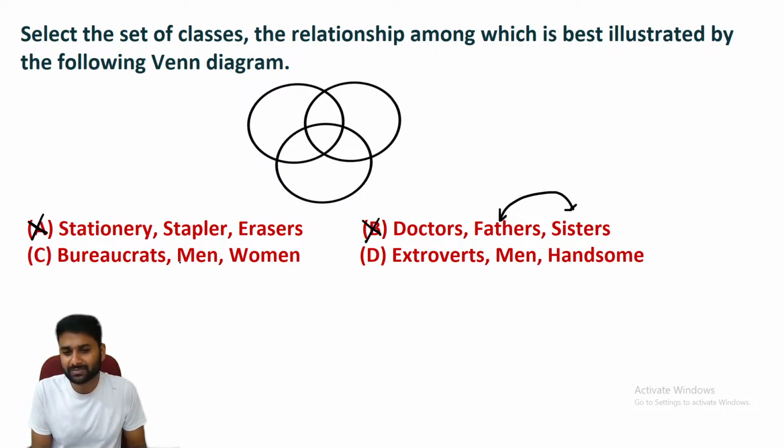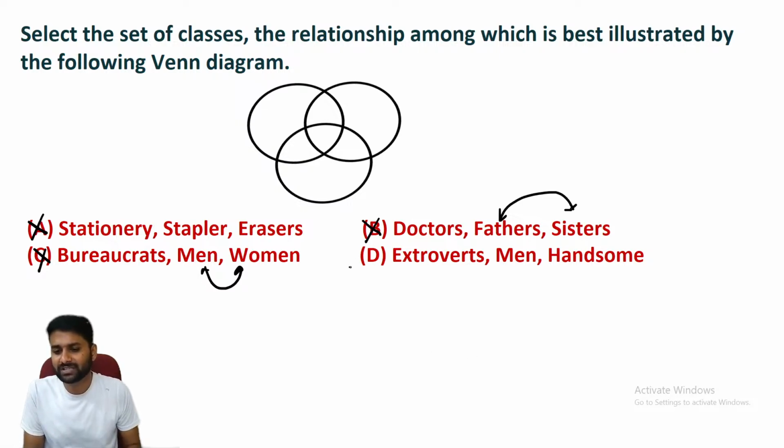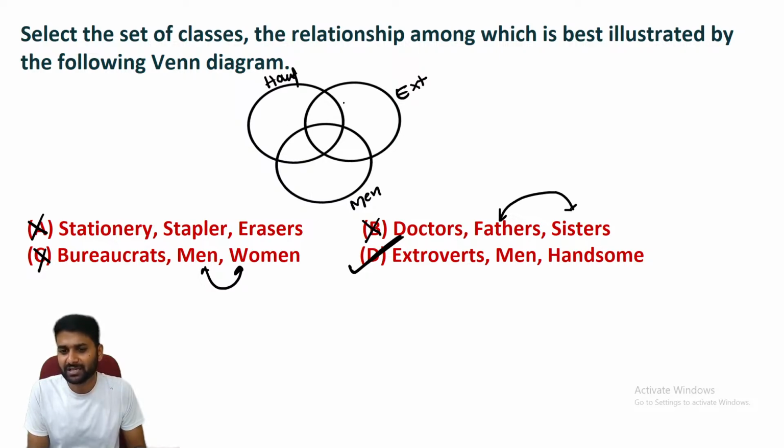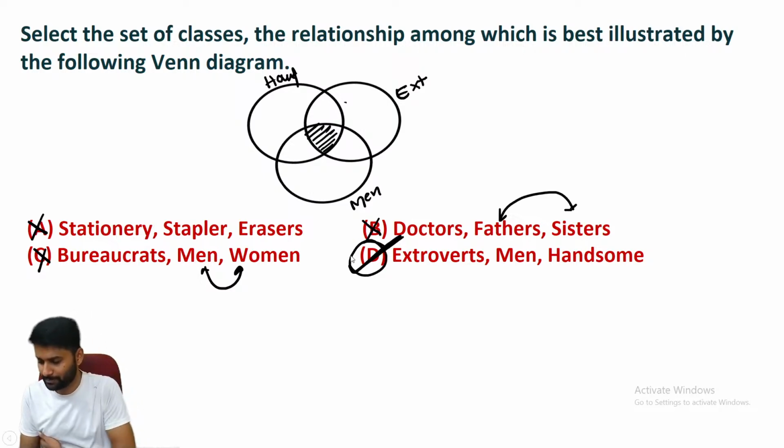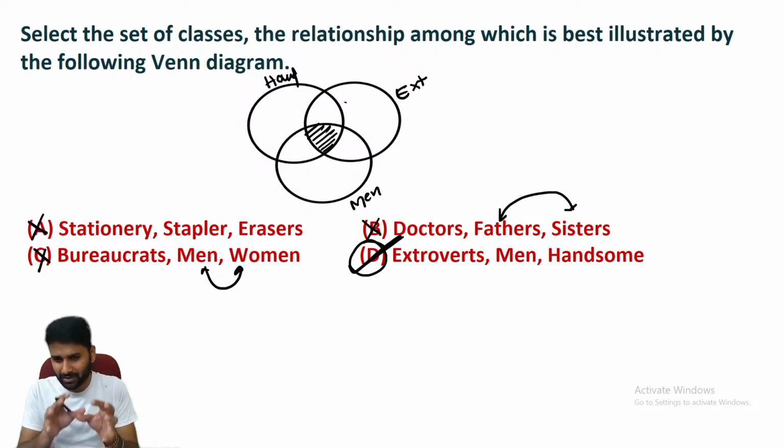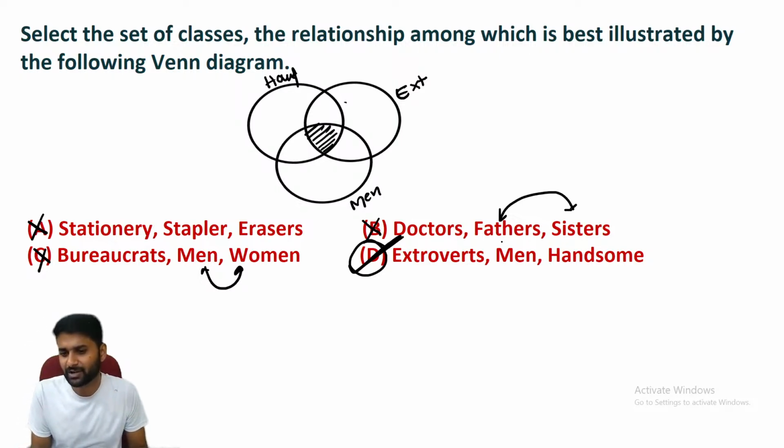Let's go through the bureaucrats, men and women, and extroverts, men and handsome. Men and women, we cannot see any overlapping in the picture. See, we need an overlapping in the picture. Now there is a possibility for this picture for D. Why? Because let's say this is extroverts, this is men and this is handsome. Yes, that fits the condition. Some extroverts are handsome, some men are handsome, some men are extroverts, and there are handsome men who are extroverts. See, there is an intersection among all these three. That's why D is suitable, as you should satisfy all this information in your picture. That's what I mean: try to understand the given info.